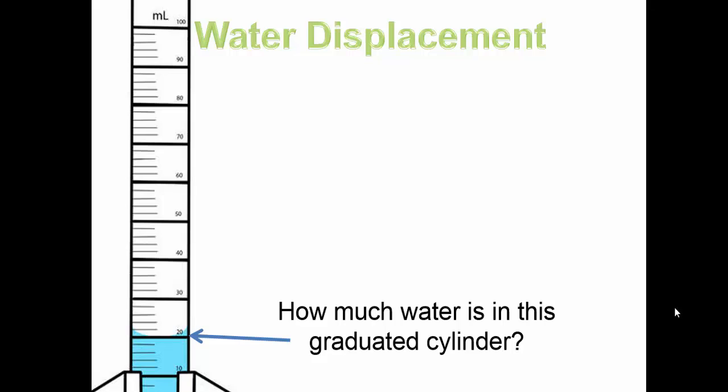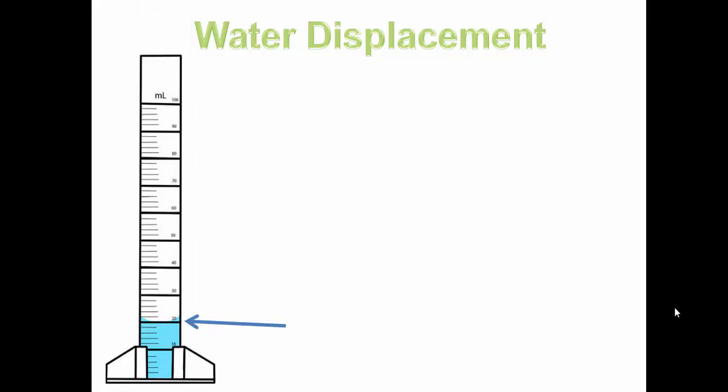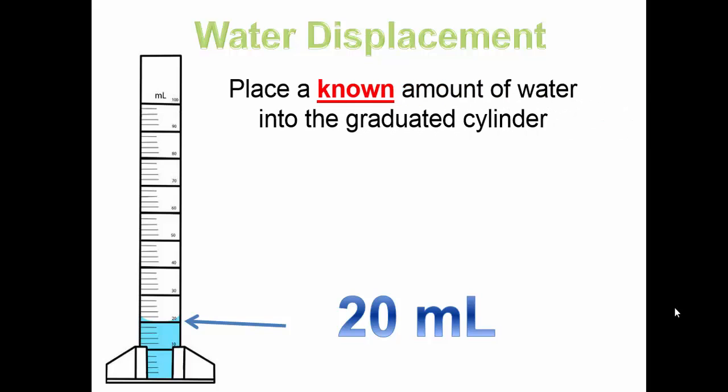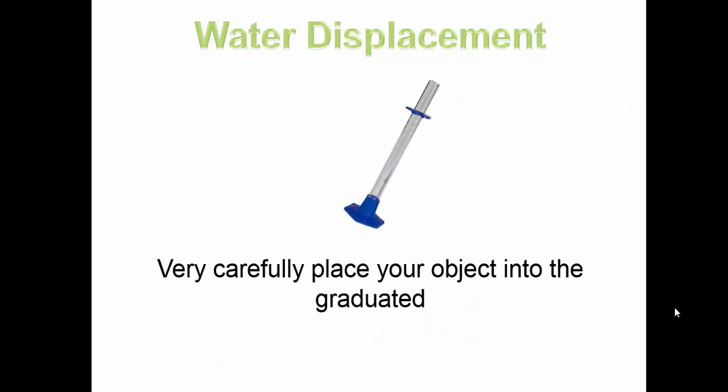So that's how you make the measurement. So now what we do is we'll take a look at the water displacement process again. In this setup, we would say that there's 20 milliliters of water, again using the same method we had before. So we have 20 mils in this graduated cylinder. We know that because we can measure it.